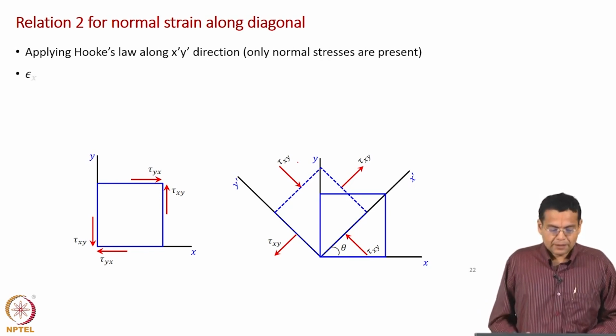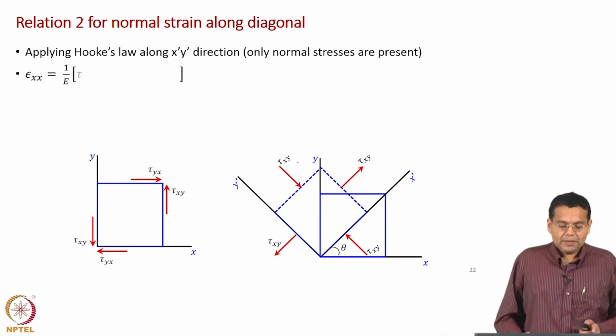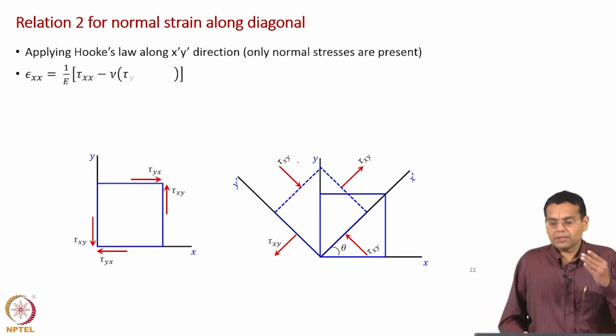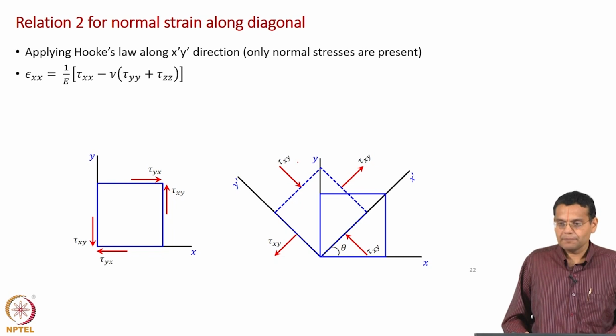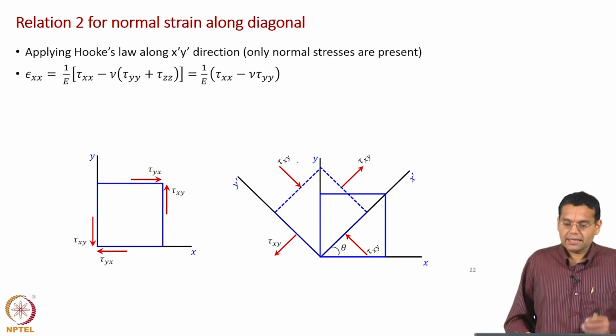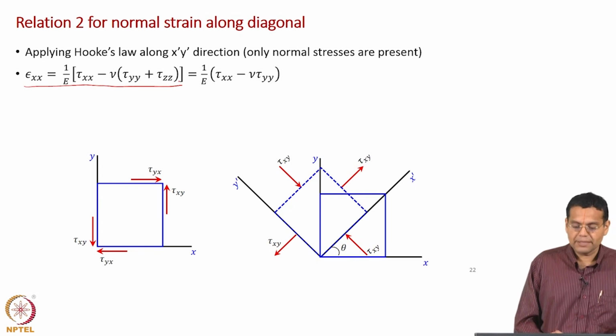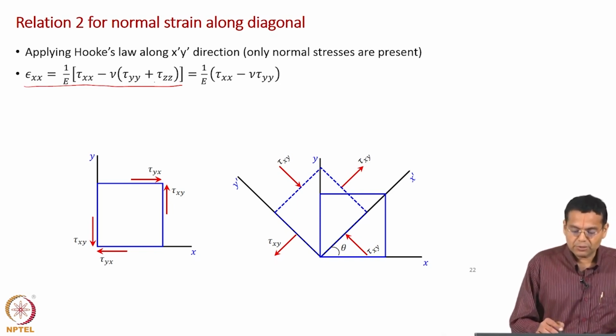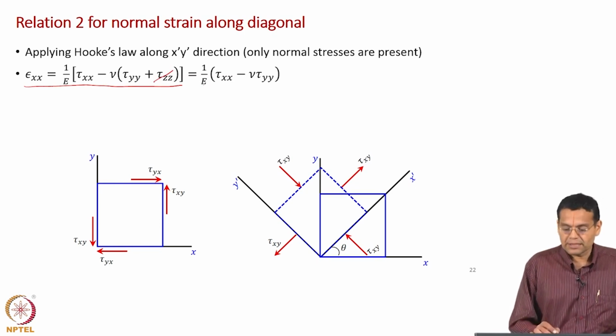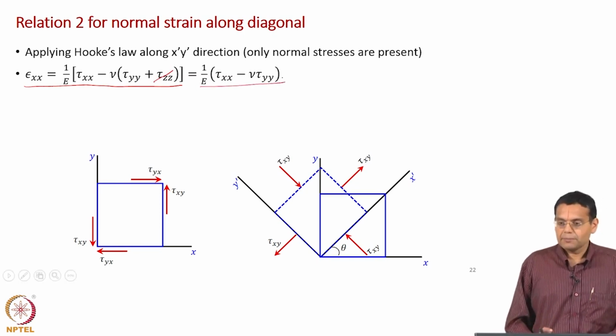Remember we wrote 6 equations for Hooke's law. I am writing here one of the expressions for normal strain along x direction. This general expression epsilon xx is equal to 1 by E into tau xx minus nu into tau yy plus tau zz. We are considering 2 dimensional case. So, there is no tau zz. So, this is the simple expression for the present case.